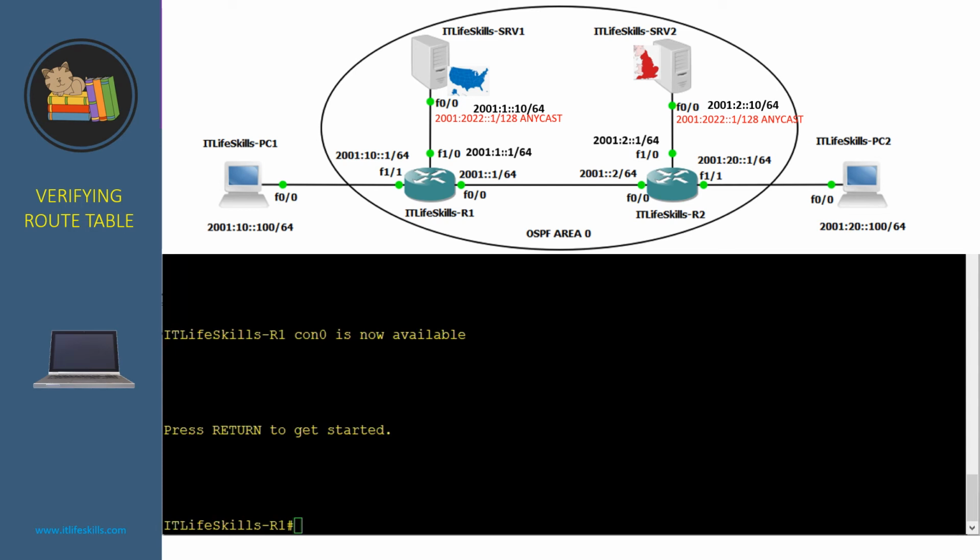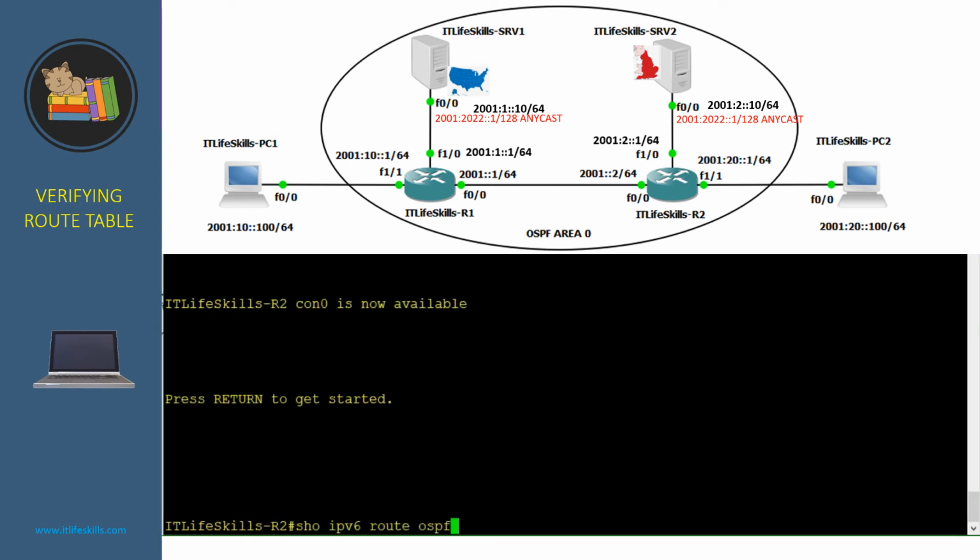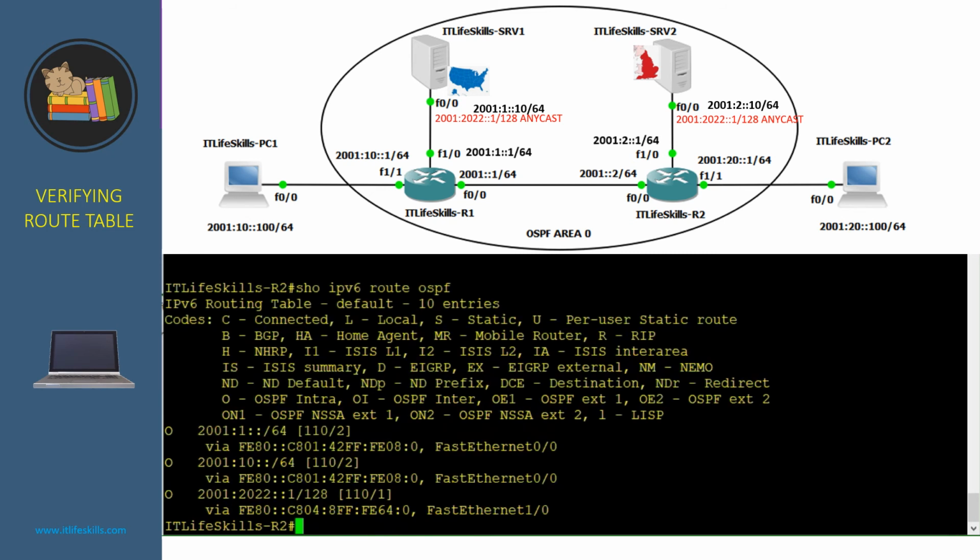So here we are on the privileged mode of router 1. Let's issue the command show IPv6 route OSPF. As you can see, here is the Anycast address, and it gets to it via the interface F10. So router 1 gets to the Anycast address via the interface F10, which means it's going to send the traffic to server 1.